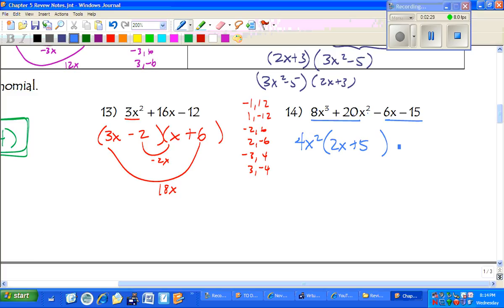Here, remember, if there's a minus, we want to factor out a negative. We can factor out a negative 3 from both of those, and we get 2x plus 5. Remember, these have to be the same. Right? In order for factoring by grouping to work, they have to be the same. And there's only going to be one of them in our final answer. So we're going to have a 2x plus 5 in our final answer, and 4x squared minus 3.